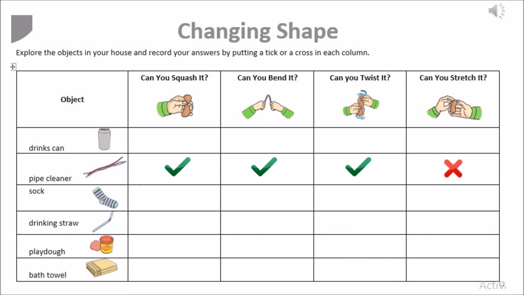So please complete the whole table with can you squash it, can you bend it, can you twist it, and can you stretch it for the rest of the items. A drink can, a sock, a drinking straw, Play-Doh, and a bath towel. Thank you.